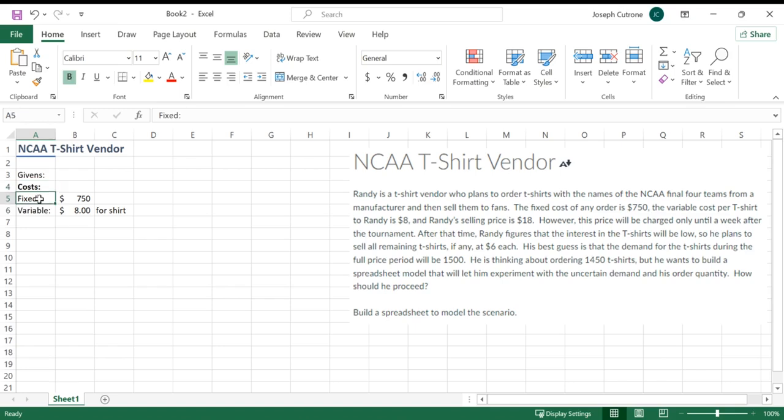Let's make this a little prettier like we did before. Let's bold, let's indent. Maybe we can put borders on in a minute, but I have fixed cost $750 and then a variable cost of $8 for each shirt. About per shirt, that sounds better. So the thing that I need to know, some way, somehow, to compute the total cost is the number of shirts ordered. So now I have to figure out the number of shirts ordered.